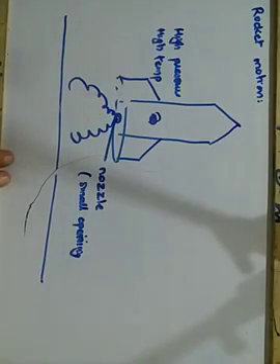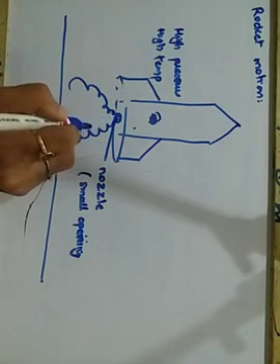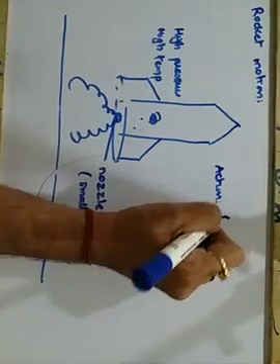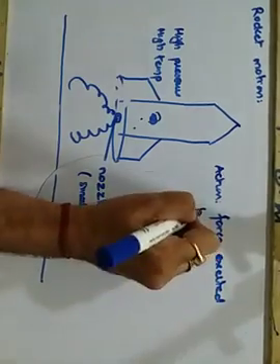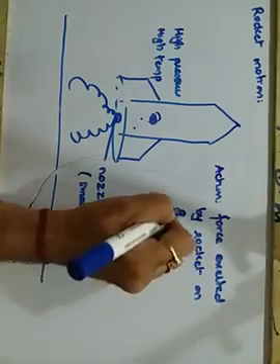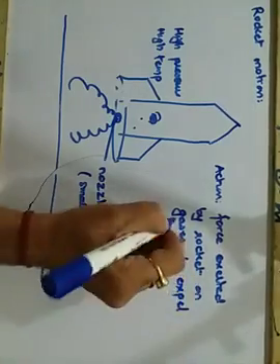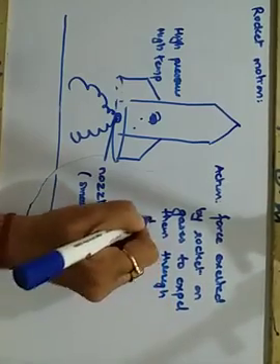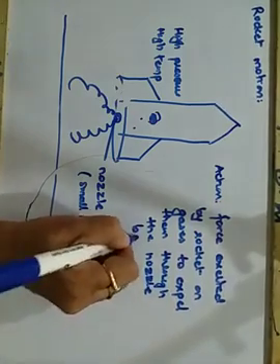So what happens is, the rocket exerts a force F. The rocket is exerting a force on the gas. The action is the force exerted by the rocket on the gases to expel them through the nozzle in a backward direction.